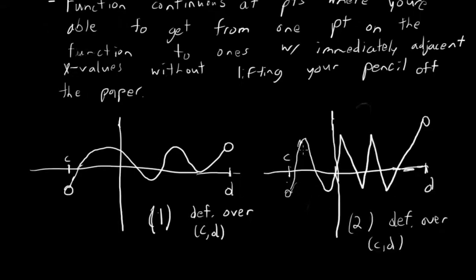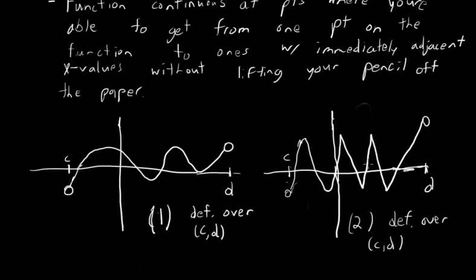Now let's say we're considering this function here. Let's call it function 2. And it's also defined over the open interval c to d. And you can see here that you can get from every point on the function to ones with neighboring x values, so say from here to the ones with x values immediately adjacent to it, without having to lift your pencil off the paper.